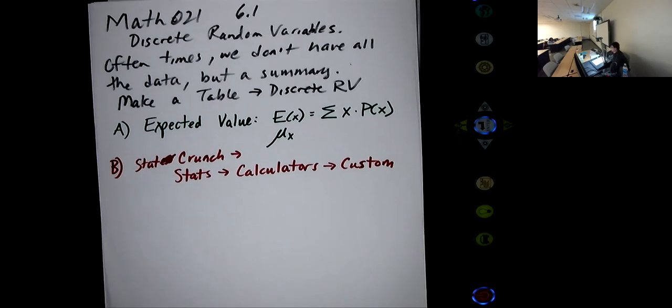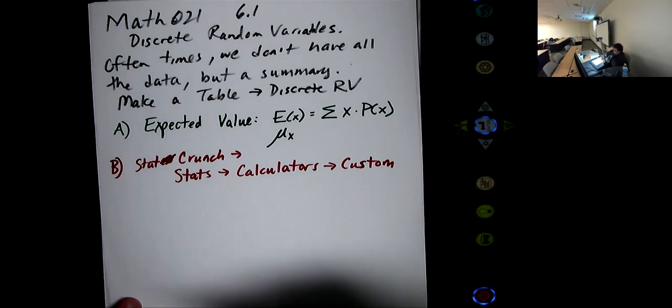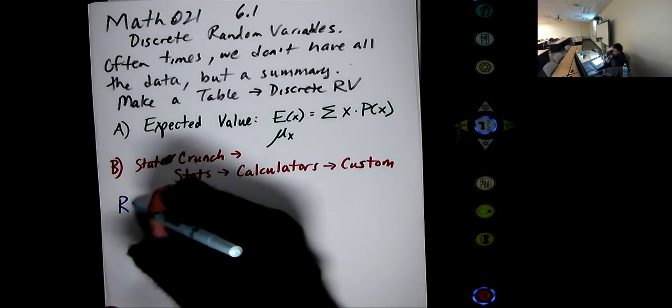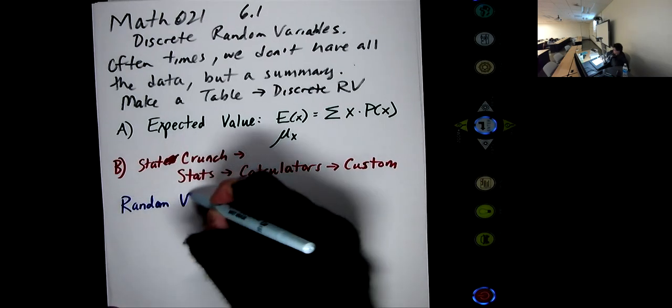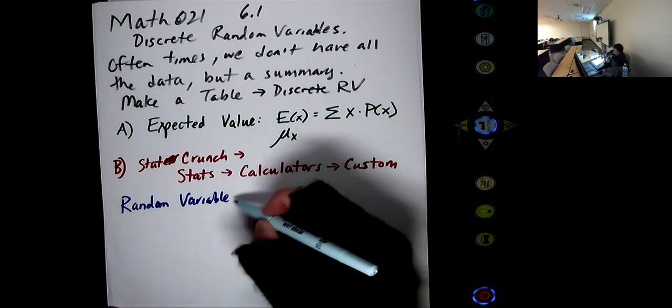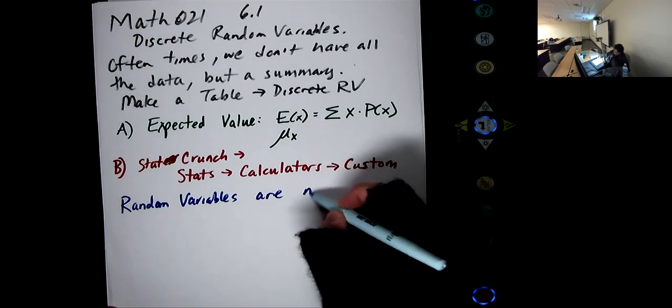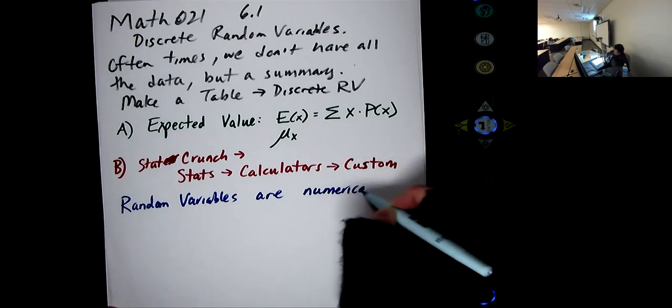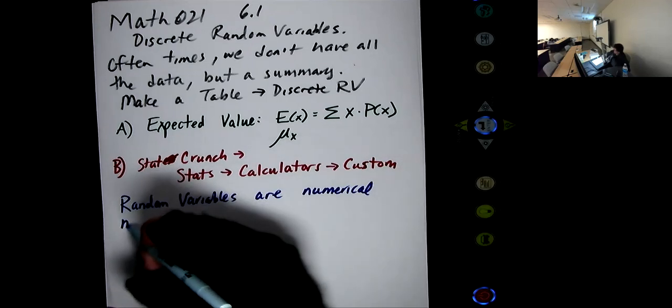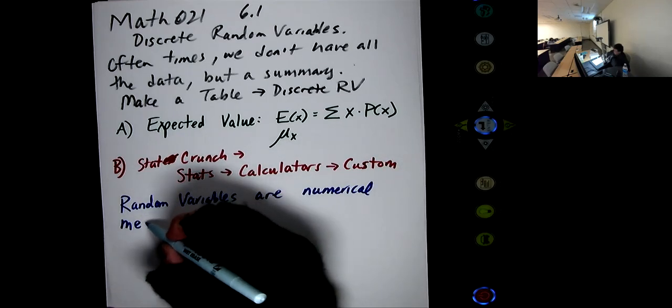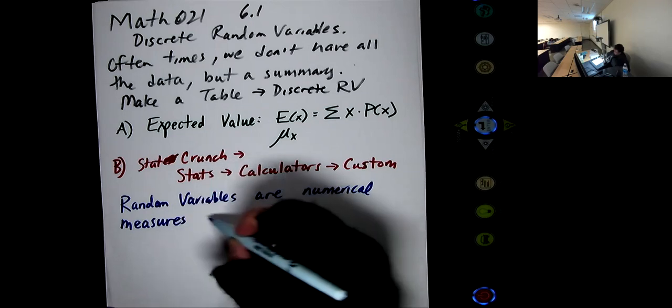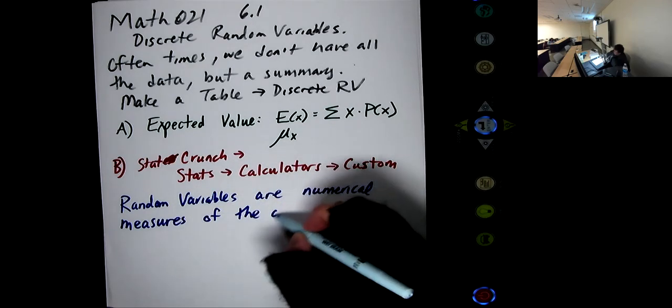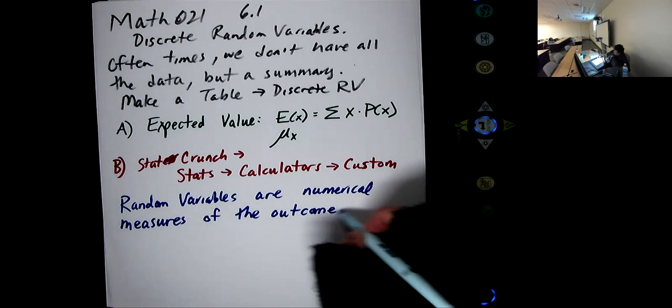Now we just got to talk about what each individual component is. So I keep mentioning random variables here. Random variables are numerical measures of the outcome from a probability experiment.